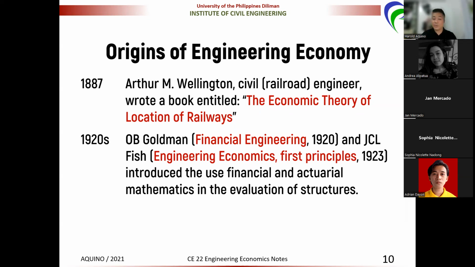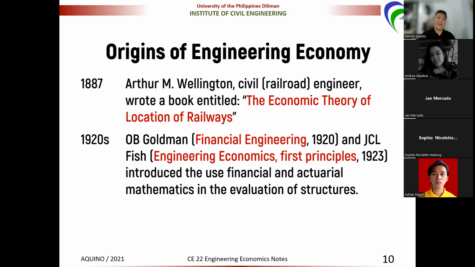Next milestone in the 1920s, no? In 1920, O.B. Goldman published a book called Financial Engineering. It's basically the application of financial mathematics for engineering applications. And J.C.L. Fish independently published the first principles of engineering economics in 1923, which introduced the use of financial and actuarial mathematics in the evaluation of structures. No? Financial mathematics basically deals with interests, yung mga interest calculations, that's financial mathematics.